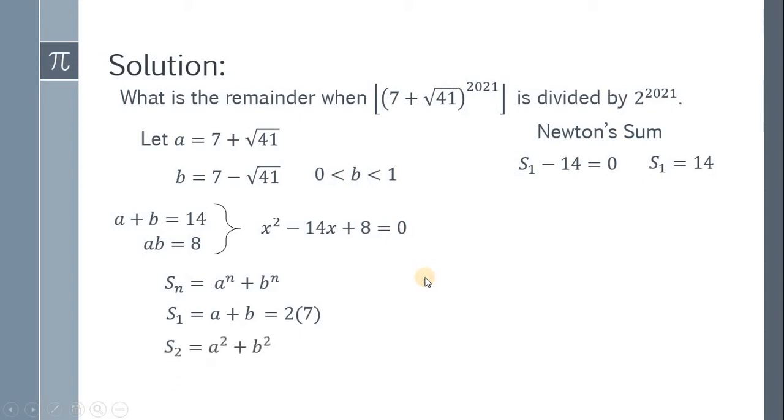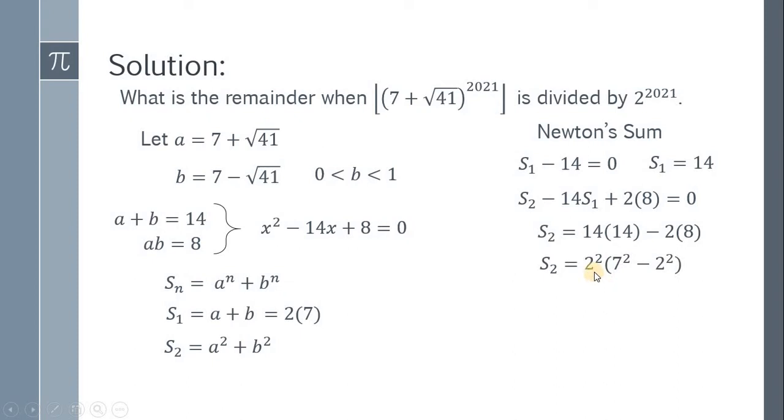Next, let's try to find S of 2 or A squared plus B squared. Again, using Newton's sums, we have S of 2 minus 14 times S of 1 plus 2 times 8 is equal to 0. Now, solving for S of 2, we have 14 times 14 minus 2 times 8. Factor out natin yung 2 squared, so we have S of 2 is equal to 2 squared times 7 squared minus 2 squared. So, ito yung value ng ating S sub 2.